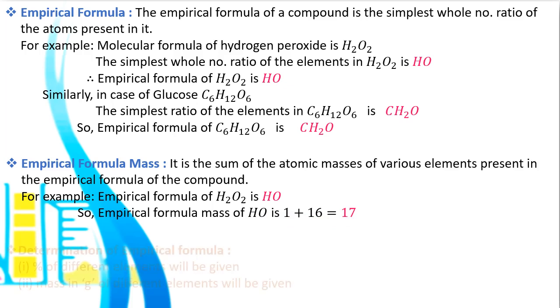Now how can we determine the empirical formula in a question? The questions may be of two types. One, when percentage of different elements will be given, and other when mass in gram of different elements will be given. It will be clear by these examples.